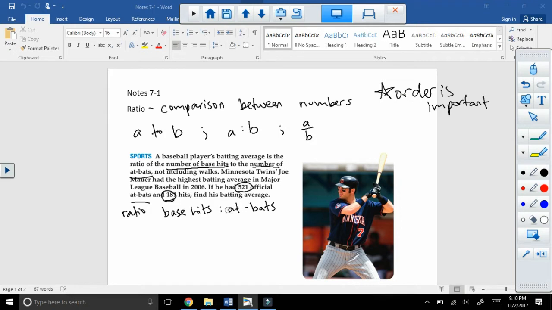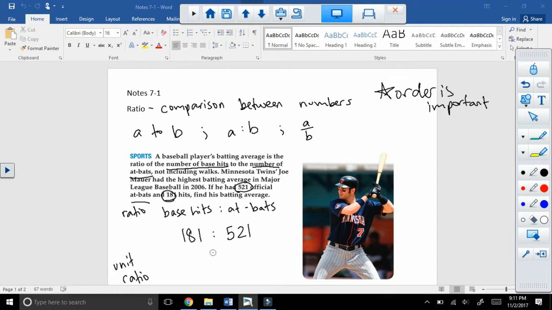Find his batting average. So what I want to do here is make sure I give the ratio of base hits, which was 181, to the number of times at-bat, so 521. So you could write it this way, or you could write it with the word to, or you could write it kind of like a fraction. It wouldn't really matter. But one thing you do want to do is always simplify these. And because this is a batting average, the way that they usually have those written is as a unit ratio, where you say it's so many to 1.